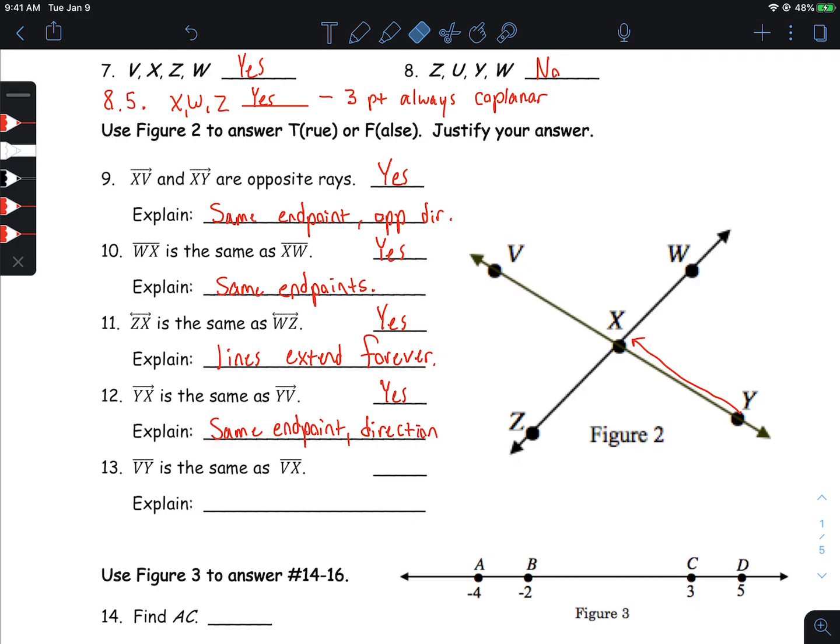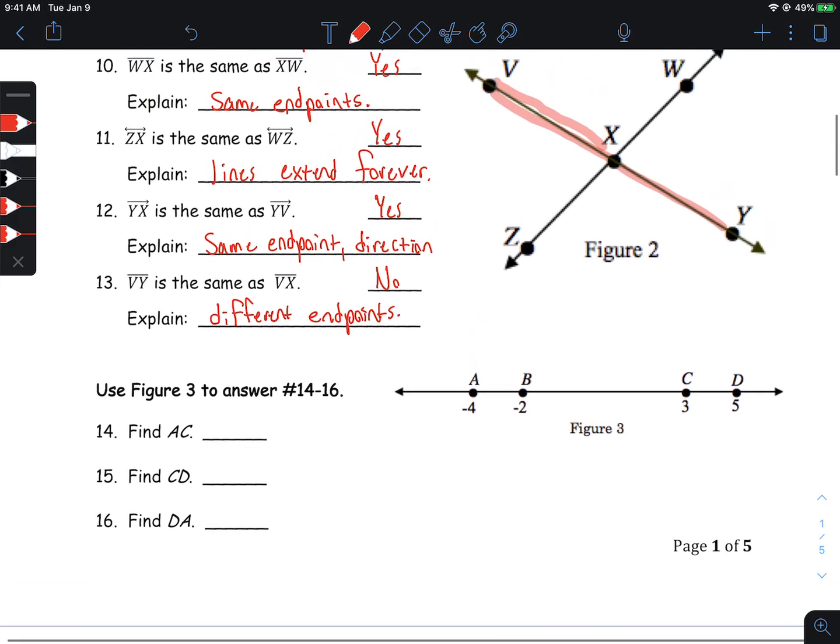Okay, so a lot of truths here so far. You know, they won't all necessarily be true, and then maybe 1 or 2 false. It just really depends on what they're giving you. So what do we got here? We got the segment VY. Here's VY. Is that the same as the segment VX right here? And since those have different endpoints right there, I'm going to say no. No, because they have different endpoints. Okay, and that'll be it there on that.